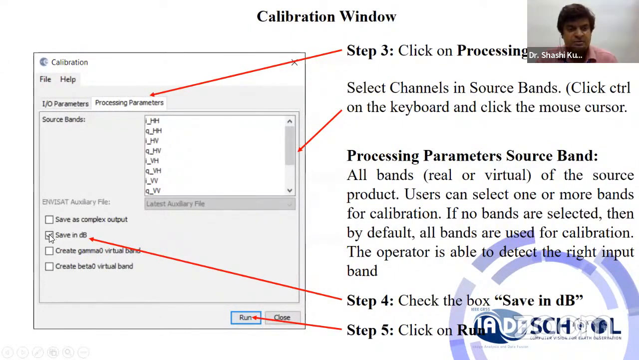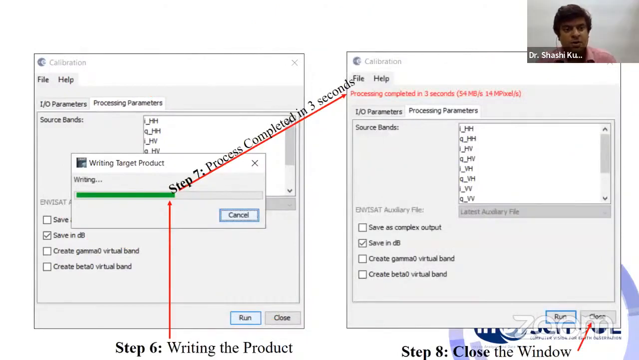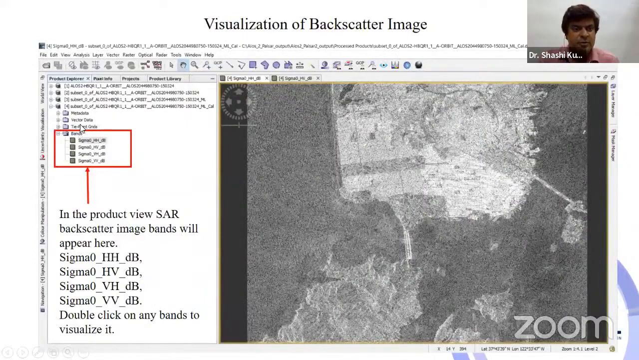And when dB is selected, it is going to generate the radiometrically calibrated image at dB scale. Now, when you click on run, the process will run, and here you can see that the process is done, and now the image will be generated. In the product explorer, the multi-looked calibrated product will be added, and you will be able to see the sigma naught HH dB, sigma naught HV dB, VH dB, and VV dB. So these images will be generated once you do the radiometric calibration.